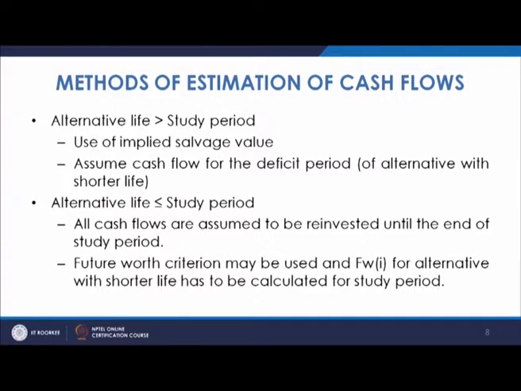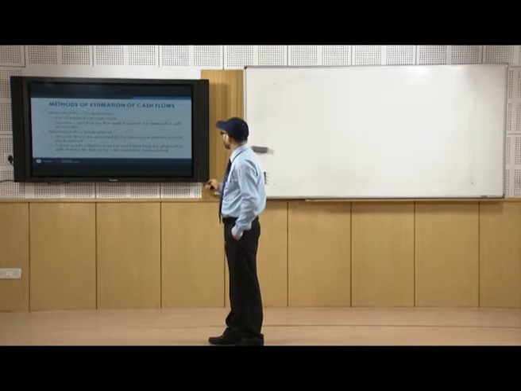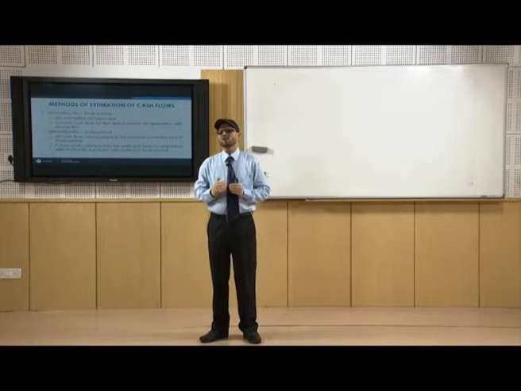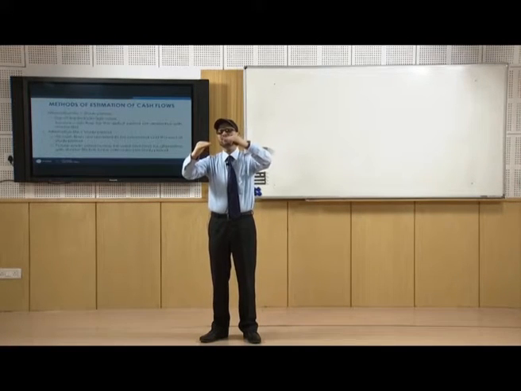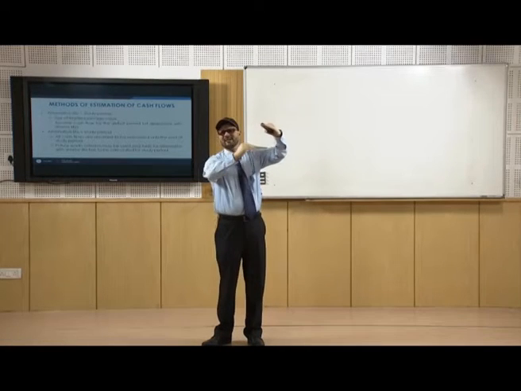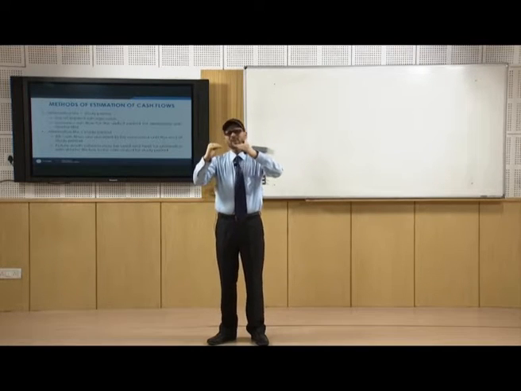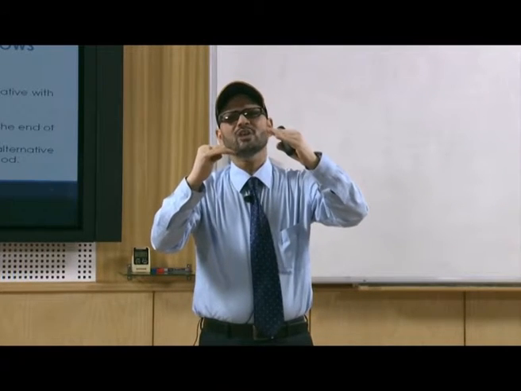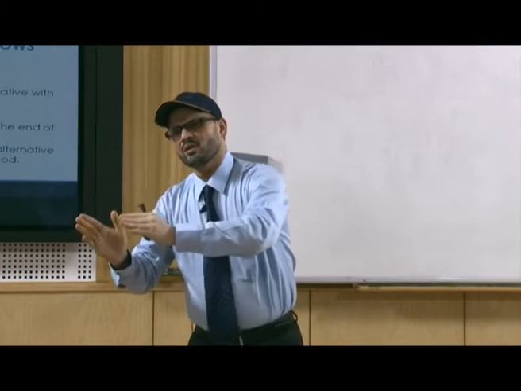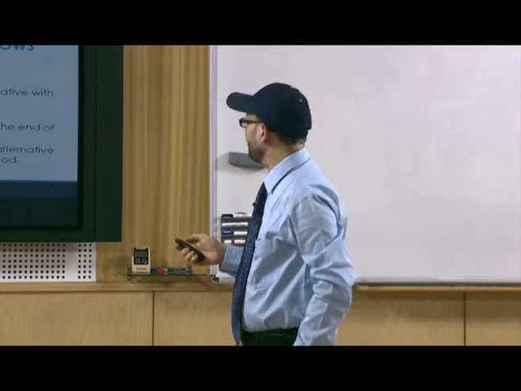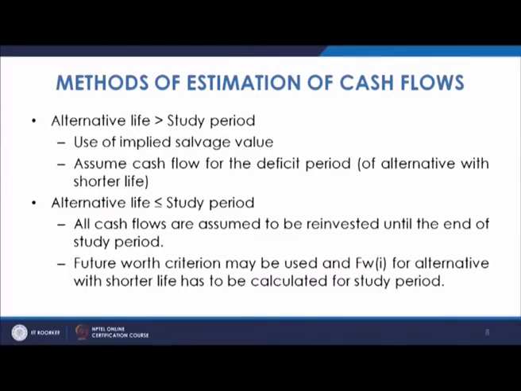Then in those cases, what happens if you are going for the future worth criterion? You have the study period and then you have the alternative life. In that case, when one of the periods is small, you will have a certain future worth, and that is to be mapped to the larger life period. So you can go for the FW criterion, and you have to calculate the future worth till the end of the period.